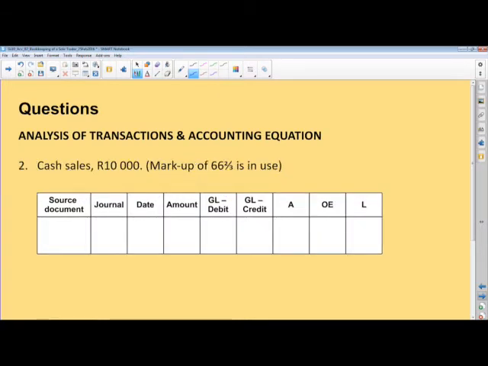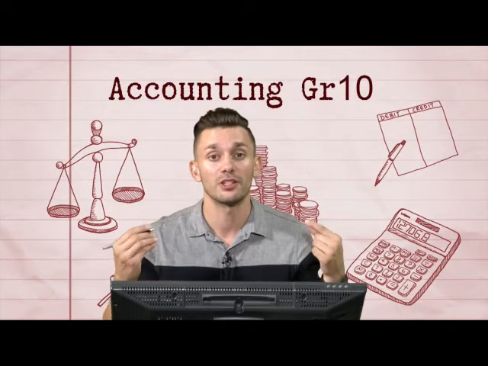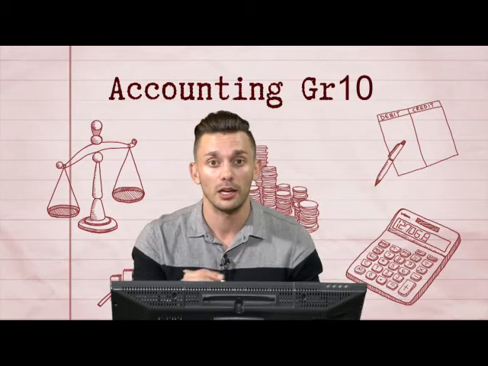Analysis of transactions. Cash sales is 10,000 Rand. The markup is 66 and 2/3. Quickly, I'm giving you 2 minutes. Do the transactional analysis for me in the table 4.